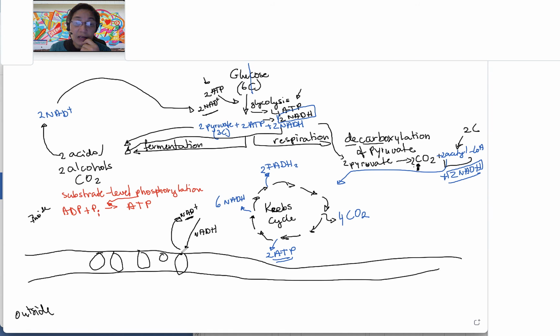Now, these electrons are going to be passed down through the electron transport chain. I mean, it's the chain that transports electrons, right? So the electrons are going to come from here, then go here, and then here, and then here. And then eventually they're going to end up on what we call the final electron acceptor.